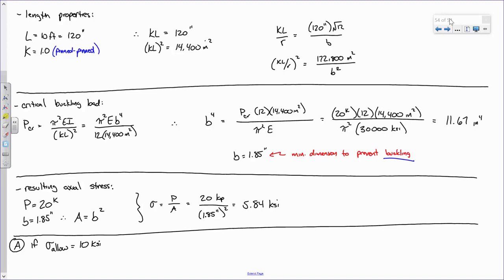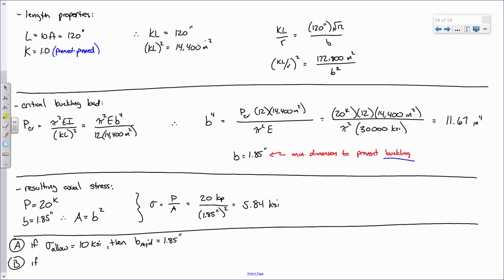I think I'm asking in a confusing fashion. If I put 20 kips on this column, would you agree that's the stress? Is that stress acceptable compared to this? Okay, this is what I propose. If sigma allowable is 10 KSI, then B required is 1.85 inches. Okay?